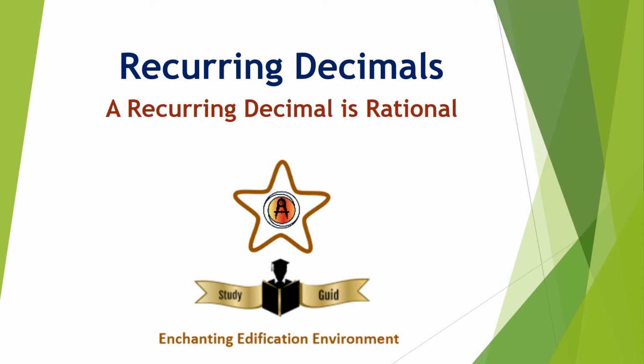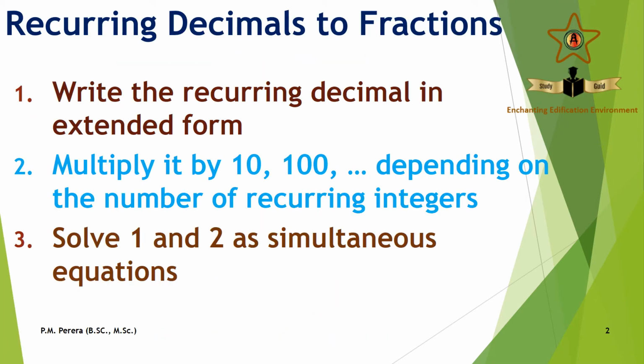Today I am going to discuss recurring decimals. Any recurring decimal can be converted into a fraction. Since we know fractions are rational numbers, a recurring decimal is a rational number. Now we will see how we can convert recurring decimals to fractions.